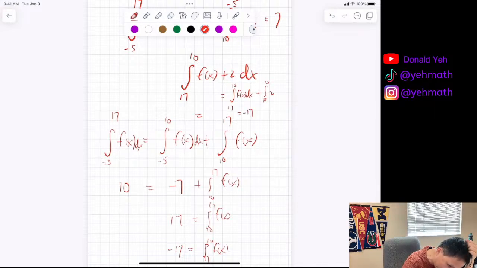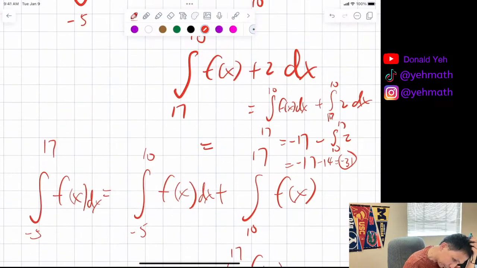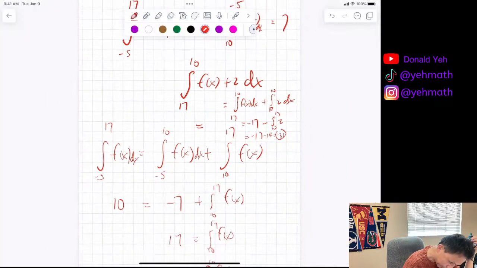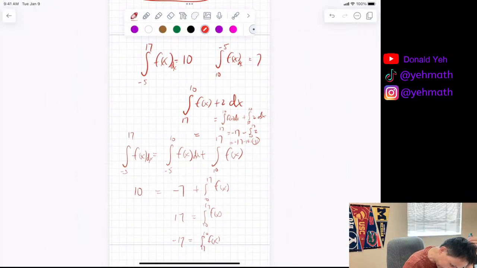Well, this one's order is wrong. So it's going to be minus the integration from 10 to 17 of 2. So it'll be negative 17 times 14. So negative 31. What is that? Oh, it's that. So I just want to break it up into two separate integrals, f of x and 2. And from 17 to 2, that's going to give you a negative value. So this is the answer I got.